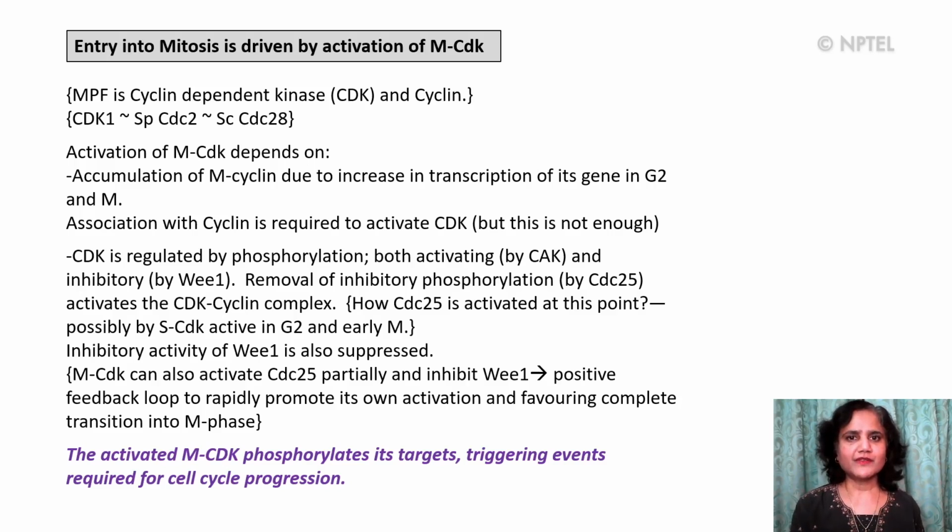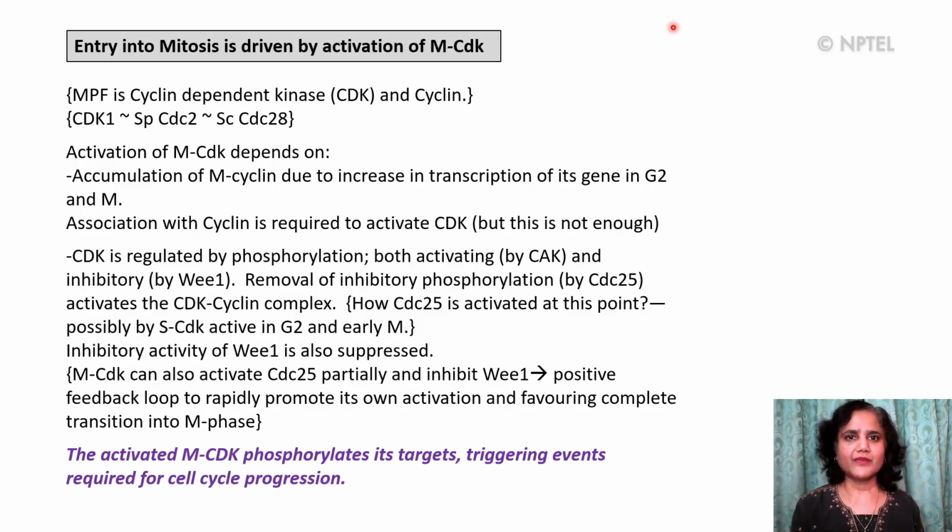Entry into mitosis is driven by the activation of mCDK. You might recall MPF from my earlier lecture, which was a factor known as maturation promoting factor or mitosis promoting factor, which in fact is a CDK cyclin complex which is conserved in different organisms and is important for entry into mitosis. So there is an increase in mCDK activity at the start of M phase.